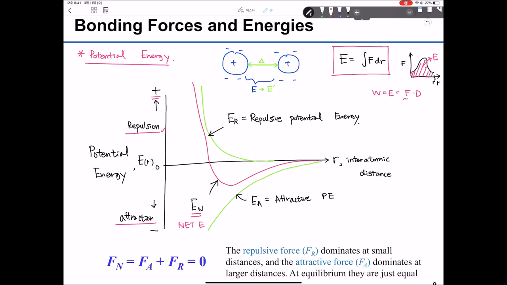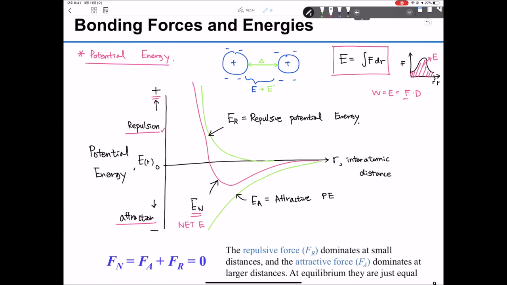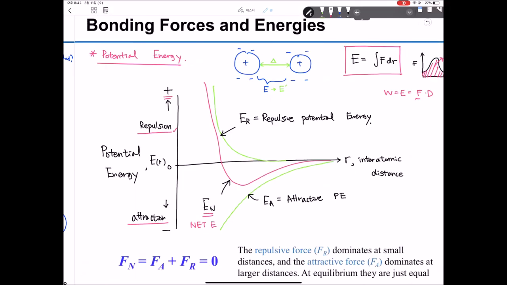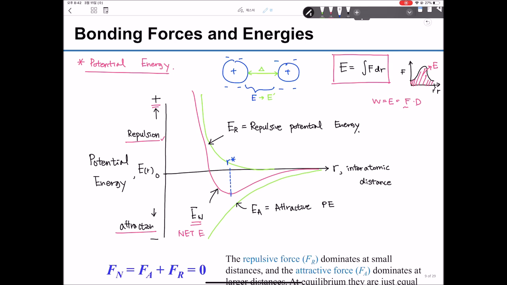What the atoms want to do is they want to be in equilibrium, and that happens when the net force is zero. When the net force is zero, there is this critical radius R star, right? And when you take the integral of F, which is zero, it means that your R star has to be placed right here, where the potential energy is minimum. This is your R star. So this is actually the optimal distance between the two atoms, and when that happens, there is the minimum potential energy between two atoms.